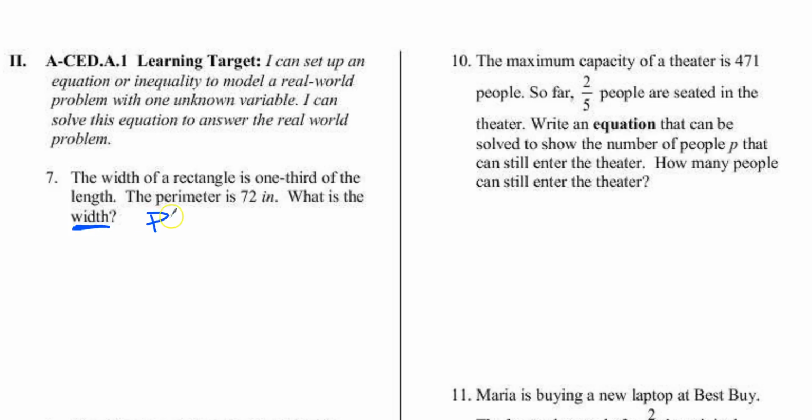So first of all, we know that perimeter is 2w plus 2l. And then right here it tells us that the width is 1/3 the length. So we can write a separate equation just for the width and say that the width is 1/3 the length. So the perimeter is 2 times the width plus 2 times the length. Sorry about that. So now I know that the width is 1/3 of the length.